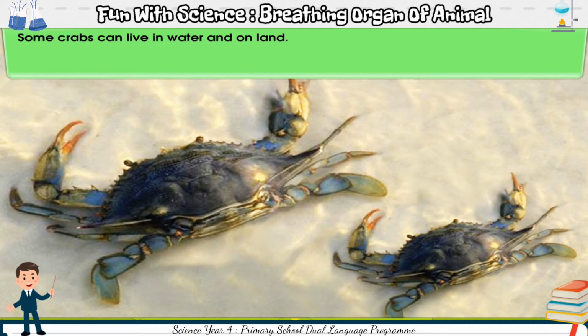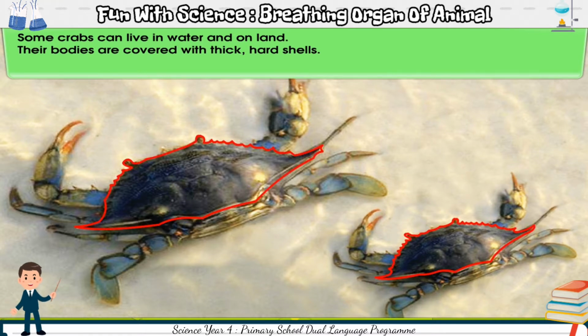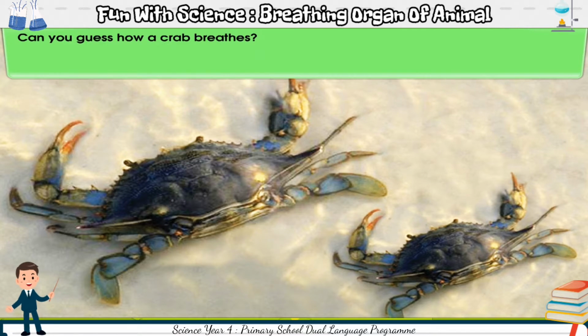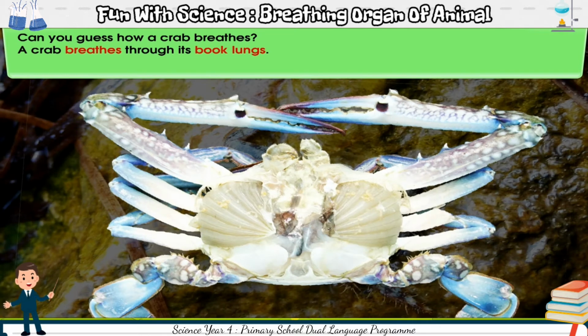Some crabs can live in water and on land. Their bodies are covered with thick, hard shells. Can you guess how a crab breathes? A crab breathes through its book lungs.